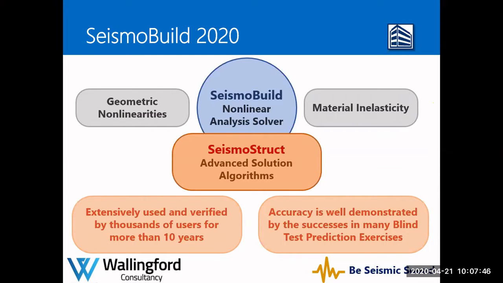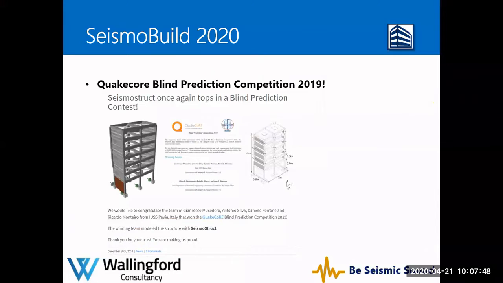I would like to share with you some of the recent blind prediction competitions that we have won. Last year, one of the teams from IUSS Pavia, Italy, joined a conference organized by QuickCall in 2019. In one of the blind prediction competitions, the winning team used SeismoStruct to win the competition.